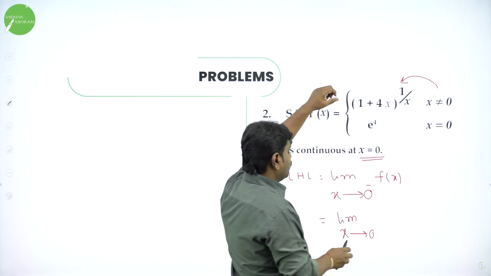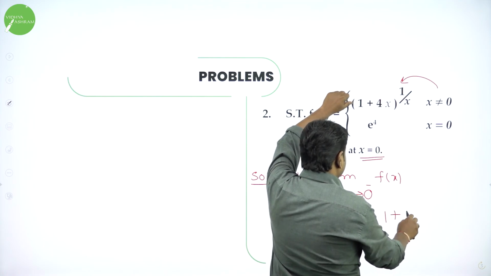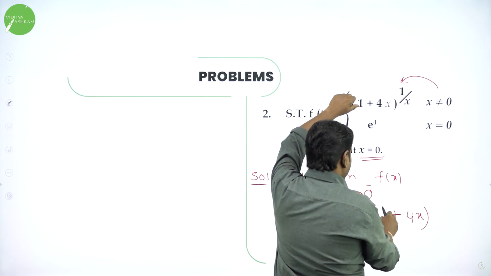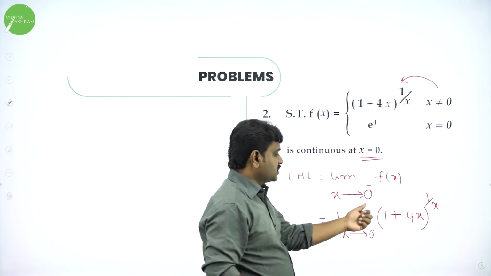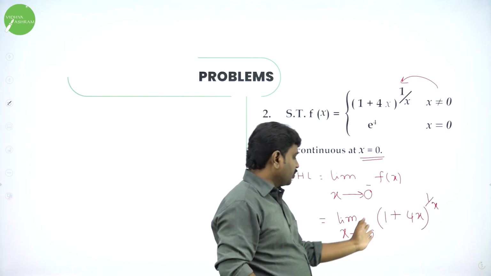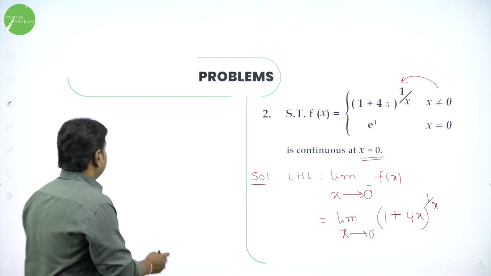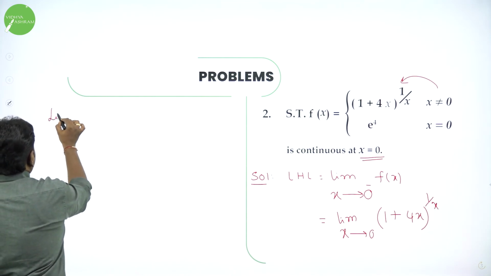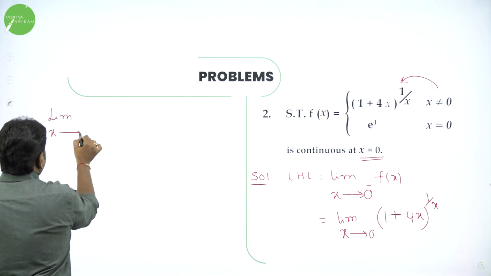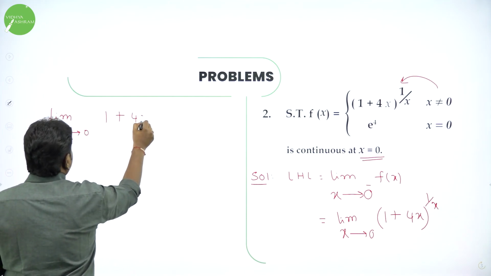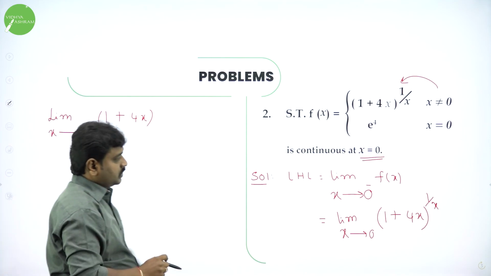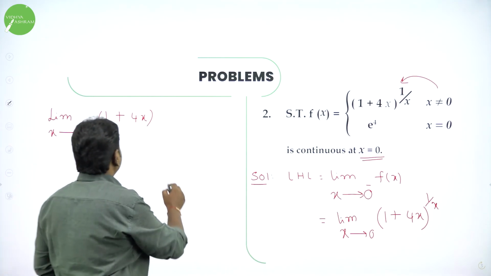When x is less than 0, what is the function? (1 plus 4x) whole power 1 by x. Now limit x tends to 0, (1 plus 4x) whole power 1 by x. Now we need to apply the limit for this, that is, limit x tends to 0, (1 plus 4x) whole power 1 by x.